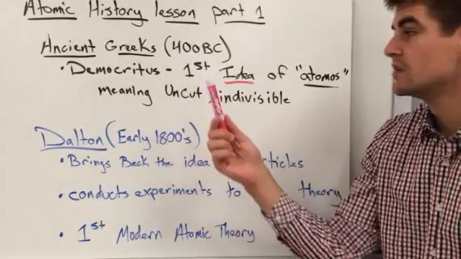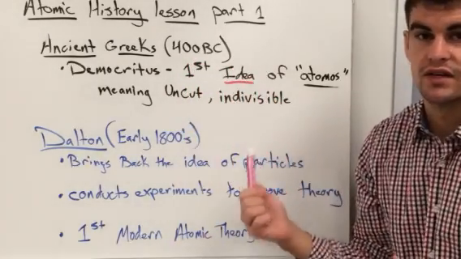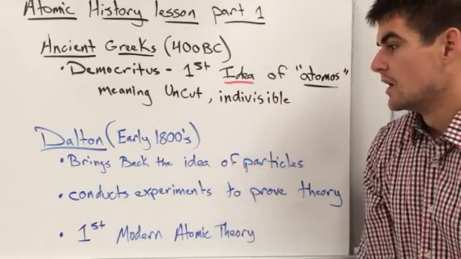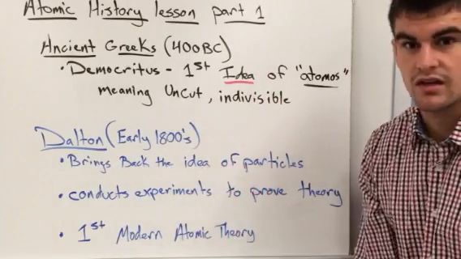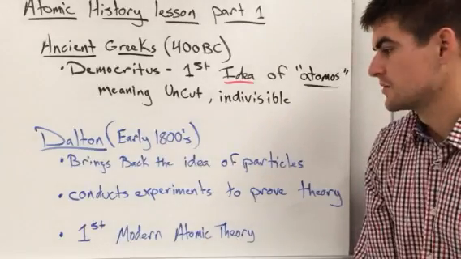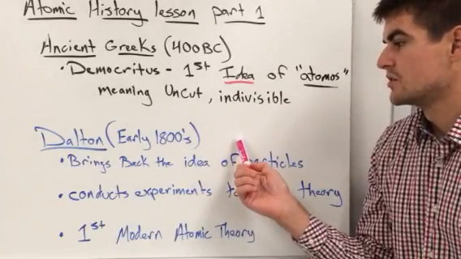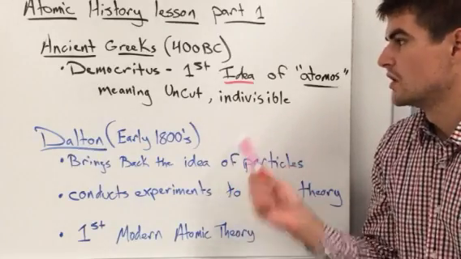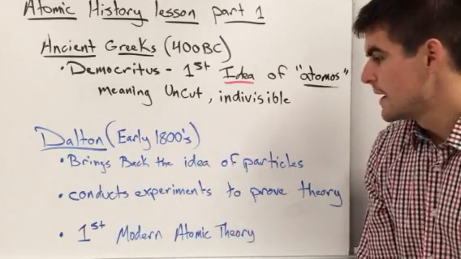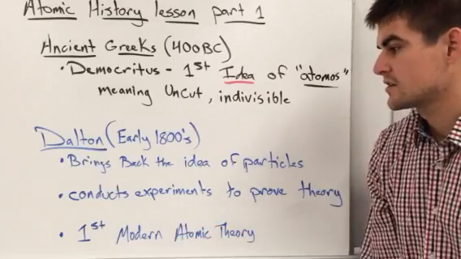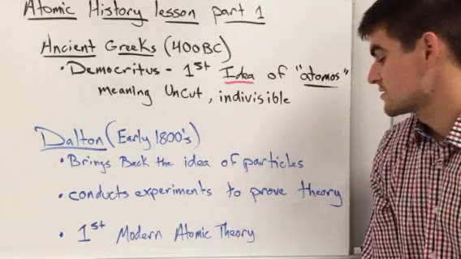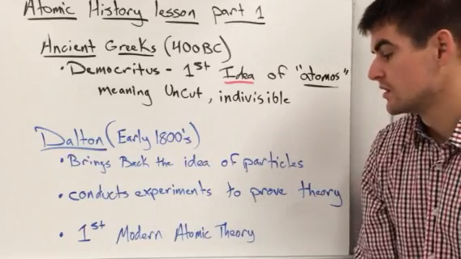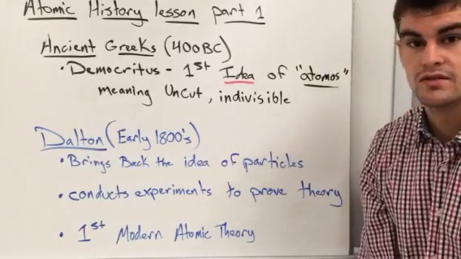So 400 BC, don't need to know a whole lot about the dates. You don't need to memorize those. Just kind of showing you the timeline. So early 1800s, 1803 I think is the actual date, John Dalton brings back the idea of this particle, this thing that's uncuttable. And he actually conducts experiments to prove this using gases. And what he comes up with is kind of the first modern atomic theory, so something based around atoms.